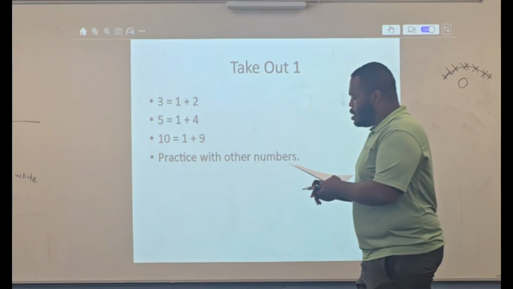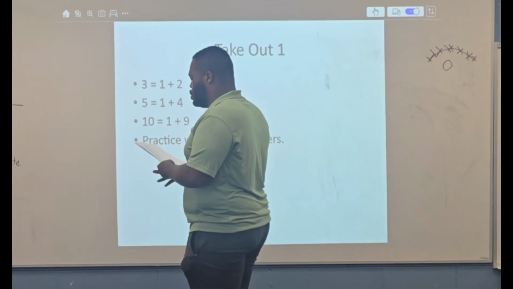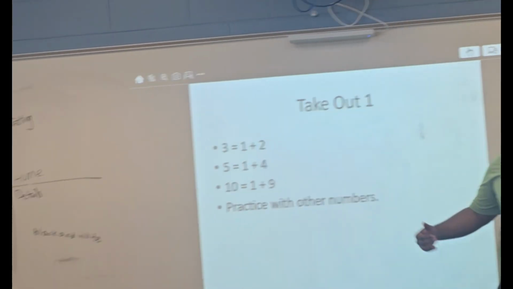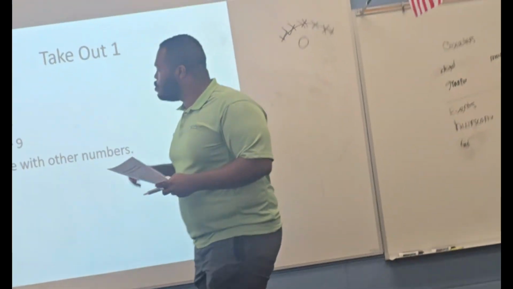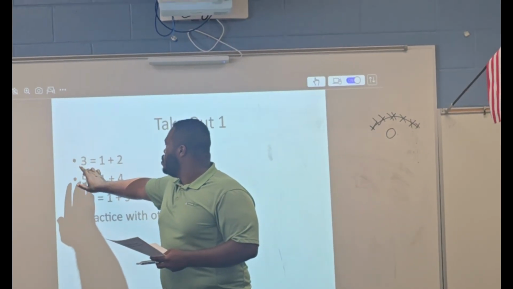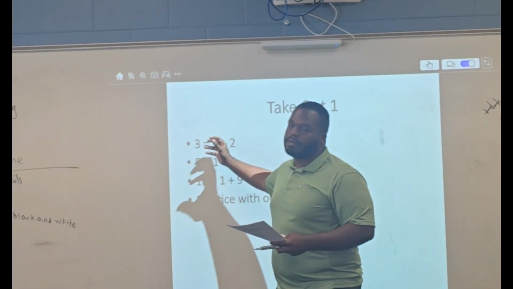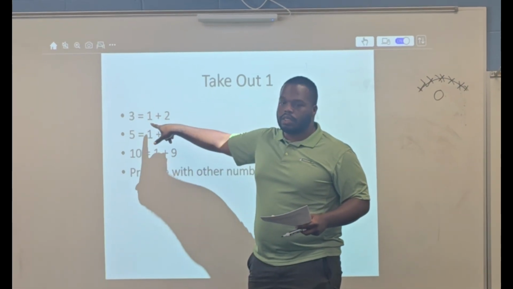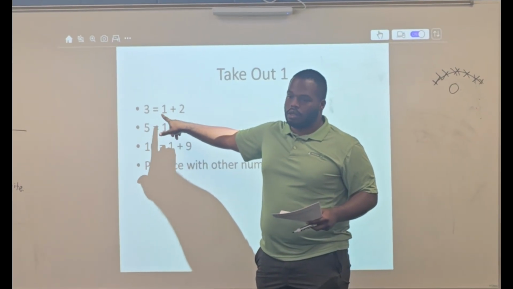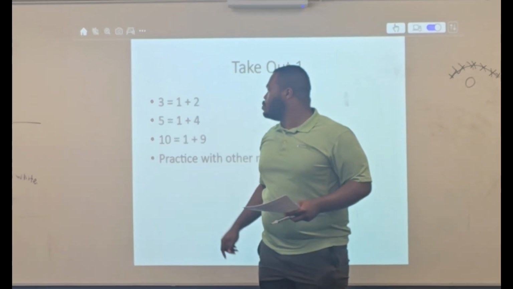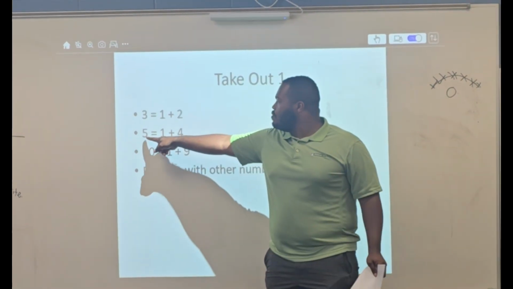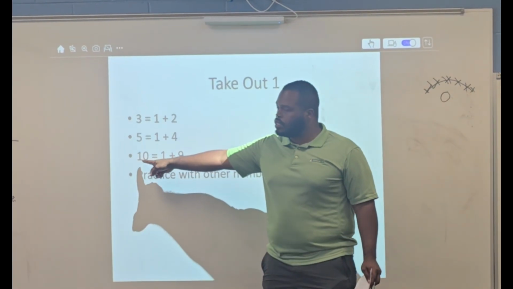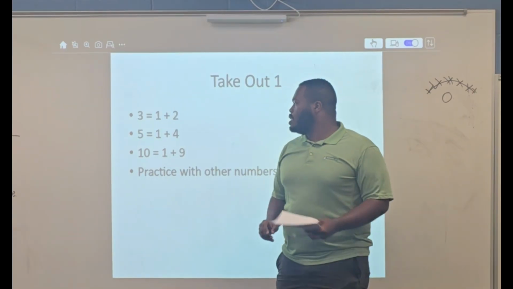Let's start off with our first takeout. This will be one of our examples. For example, if we have 3, we know that we need 2 numbers to come together to make 3. What are the 2 numbers that come together to make 3? 1 and 2. All right, for 5, what 2 numbers do we have to make? 1 and 4. All right, so we have 10. 1 and 9.